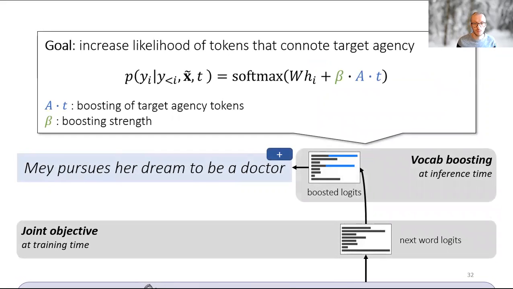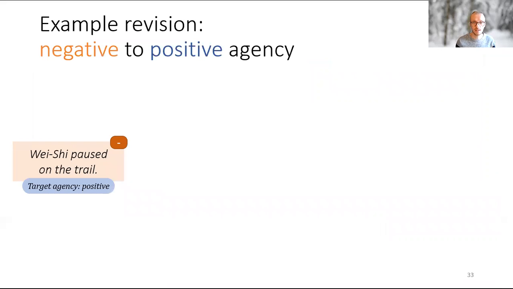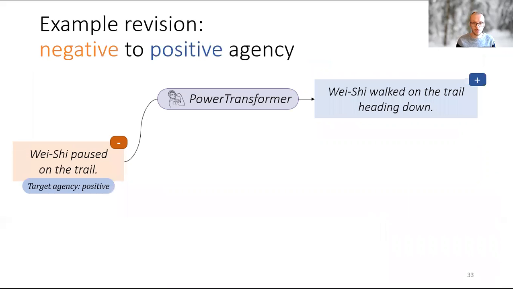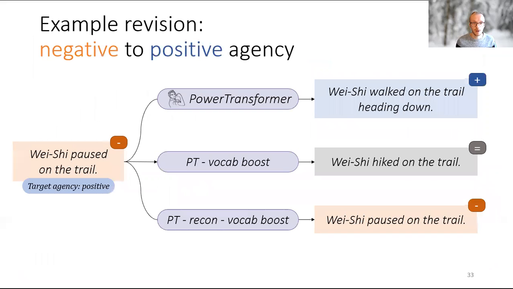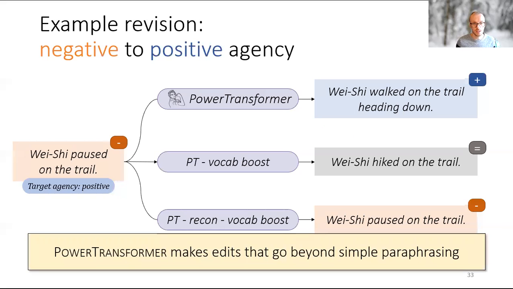And then at decoding time, we're going to use our vocab boosting mechanism, which essentially increases the likelihood of tokens that connote the desired levels of agency. So if we're looking at an example, if we want to rephrase the sentence, Weishi paused on the trail, to something with more positive agency, we can see that PowerTransformer successfully rewrites this to Weishi walked on the trail heading down, whereas ablated baselines, where parts of the model have not been included, fail to reach the desired levels of agency. And this shows that not only does PowerTransformer work, but it can also make edits that go beyond simple paraphrasing.